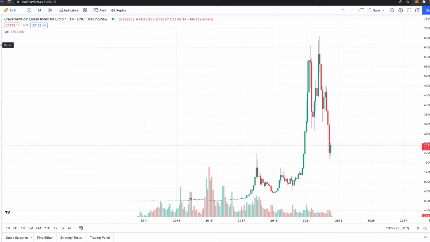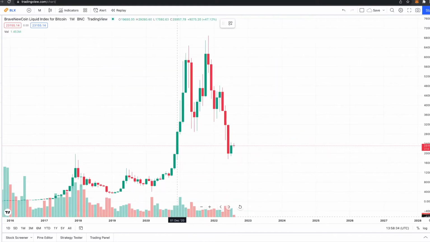So if we go on the daily chart, if I'm not mistaken, BLX is always a day behind. So this is yesterday's data. So all I want to do is look at the overall picture, kind of where I screwed up.